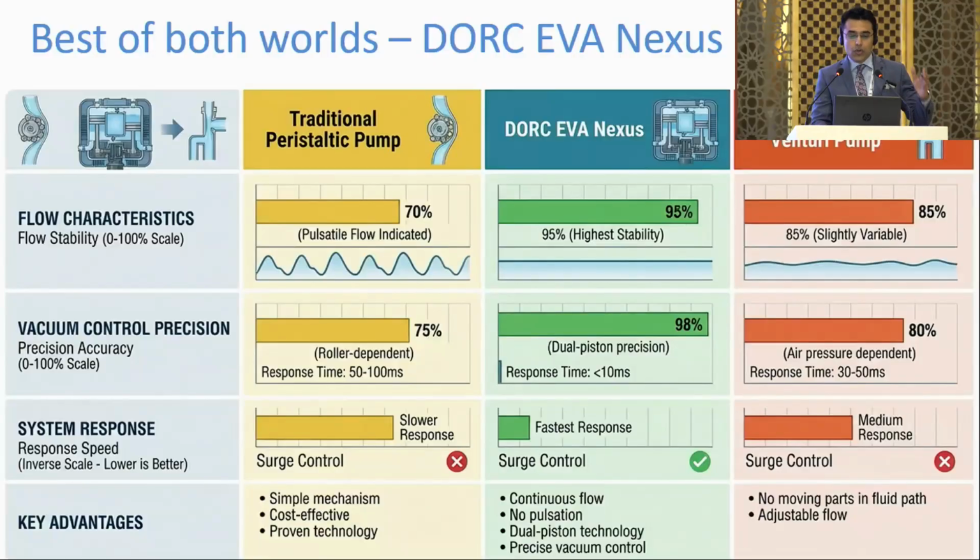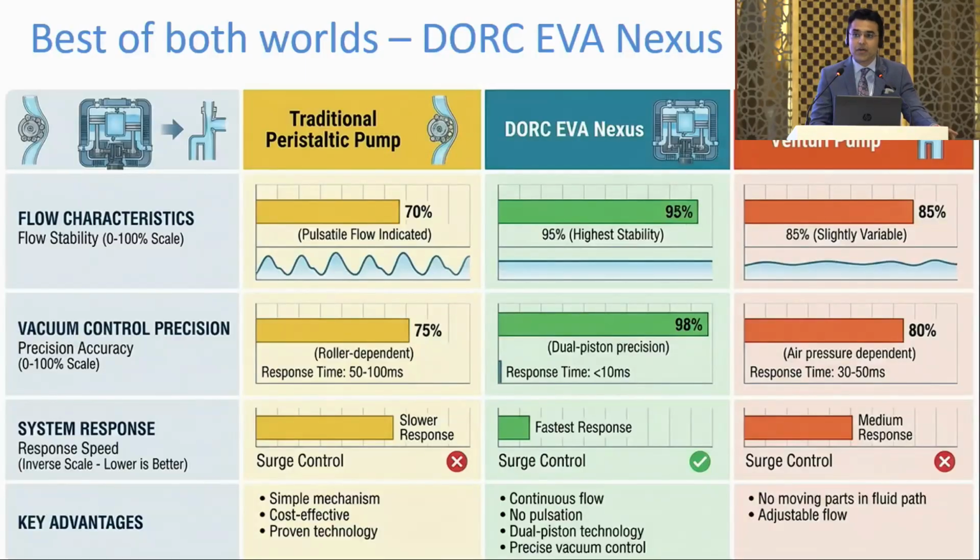So if you look at the VTI pump vis-a-vis a traditional peristaltic pump and a traditional venturi pump, and hold them up against each other on basic characteristics that we look at as a surgeon, which are the flow characteristics, flow stability, vacuum control, or the response speed of the machine, it will show us that the EVA Nexus VTI pump scores in all of these subheadings.